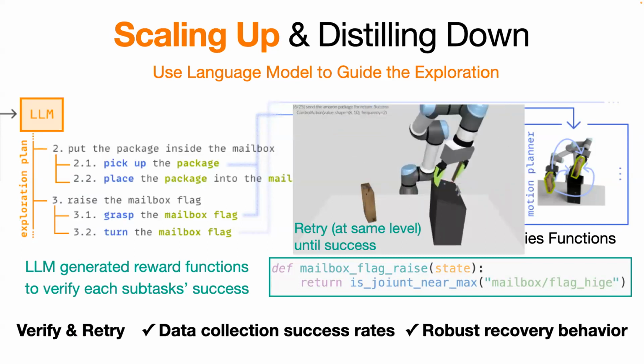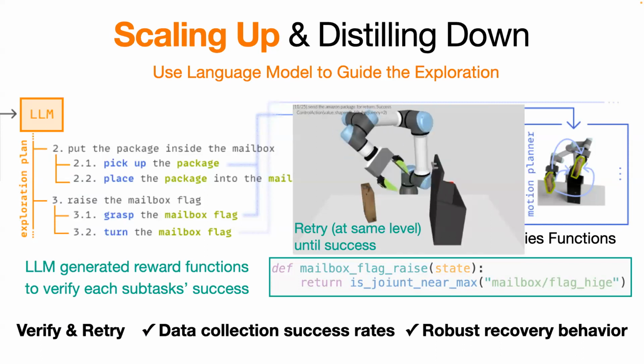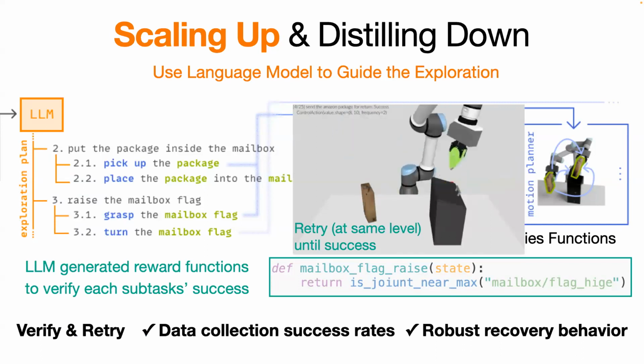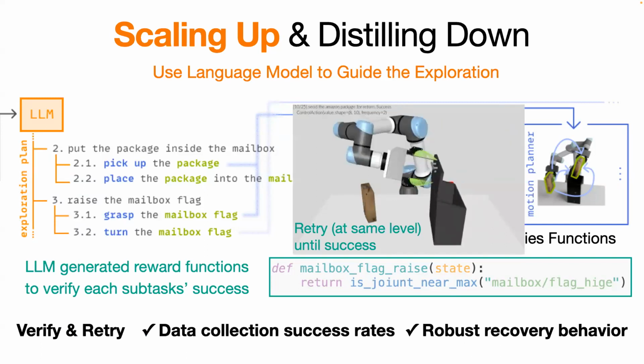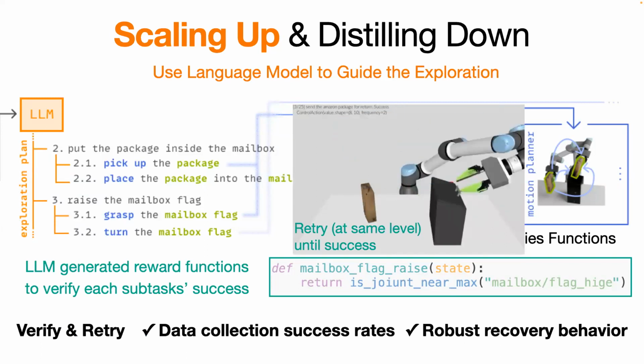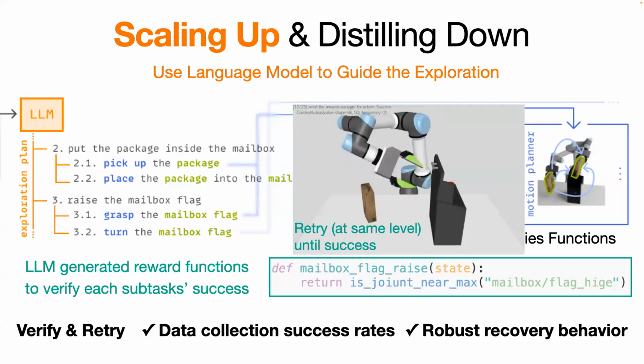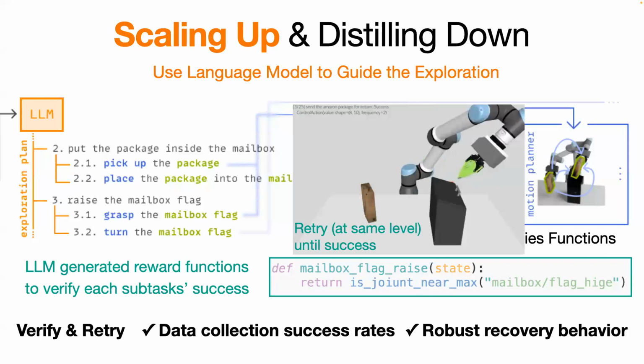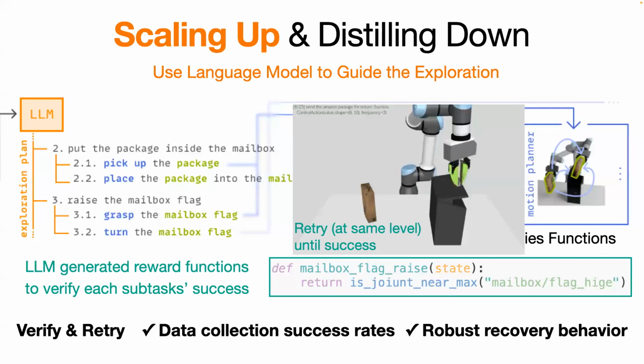This verification stage is very useful because it not only helps us increase the data collection success rate, since the system can detect the failure and correct it before moving on to the next step, but more importantly, it also helps us collect error correction behaviors. For example, if it fails, it also learns how to correct its own action. Those behaviors are stored in the data set, and they are very important for learning the downstream policy and improving its robustness in the end.